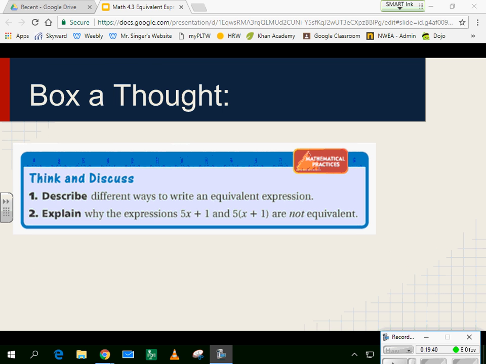All right. Now that you've looked at all the stuff we've done in this lesson, describe different ways to write an equivalent expression. So how do you know the different ways? And then for number 2, explain why the expressions 5x plus 1 and 5 times x plus 1 are not equivalent. Go ahead and try to explain that one to me, and then you can move on to the quiz. And again, if you're stuck on these, come see me.